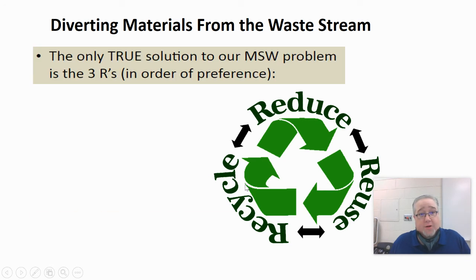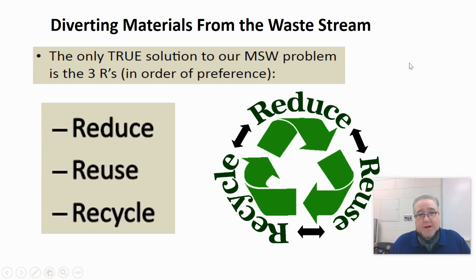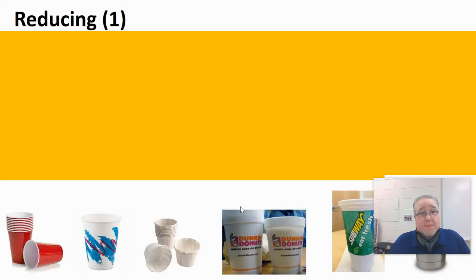Now, one of the things we need to understand is that there are some solutions to our municipal solid waste problem, our MSW problem, and these solutions center around something called the three R's. I want you to remember the three R's: reduce, reuse, and recycle. We're going to talk about how each one of these has an impact on the amount of waste that goes into the waste stream, which is good if we minimize that as much as possible.